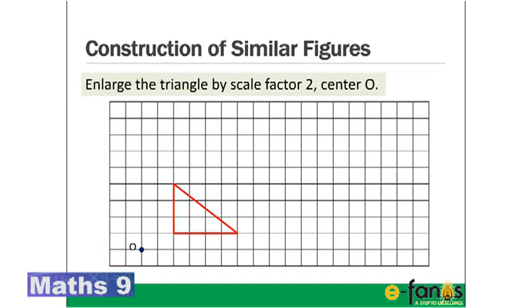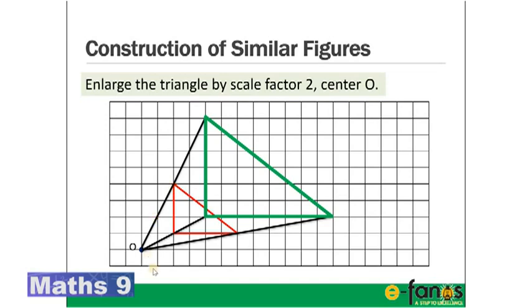Enlarge the triangle by scale factor 2, centre O. Draw the rays coming out from O. We need to enlarge the triangle, which means that we need to enlarge the length of the ray. So it needs to be twice as long. Do the same for the other corners. This gives us the coordinates of the new corners, and we can fill them in to create the new triangle. And we can check that the side lengths have been enlarged by a scale factor of 2. The side length here is 3, and here it's 6. So yes, this works.